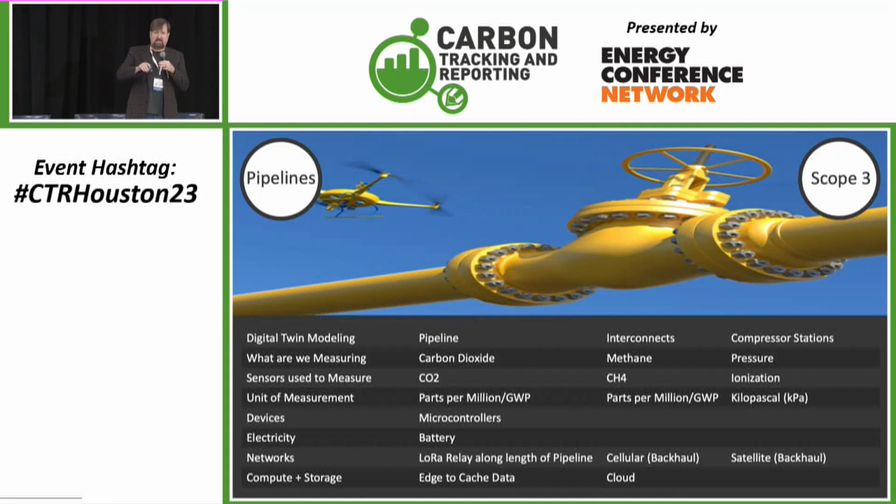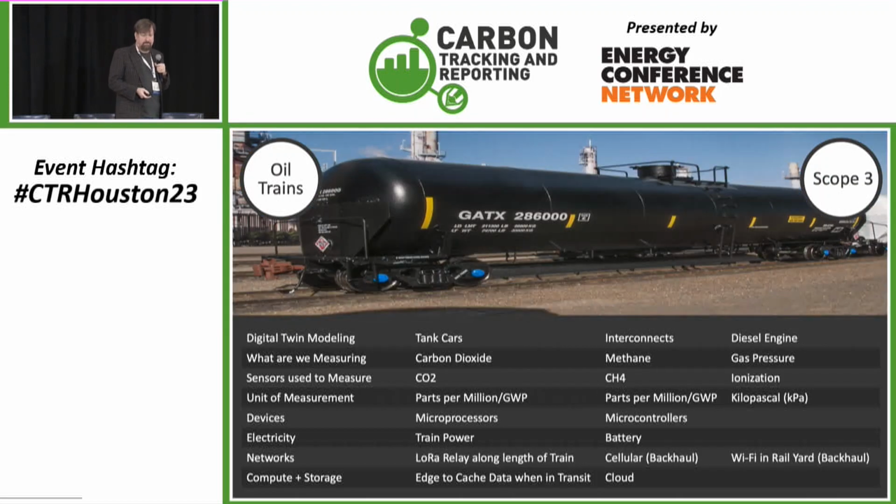To be real geeky with that LoRa stuff, there's this way you can kind of daisy chain your way back home, if that makes sense. If you don't have cellular, you don't have anything, you can put those along the pipeline and they can just keep hopping all the way down the line until they get somewhere where maybe they can get to the internet, right? Oil trains, kind of similar there.